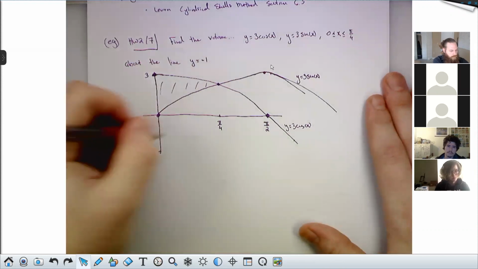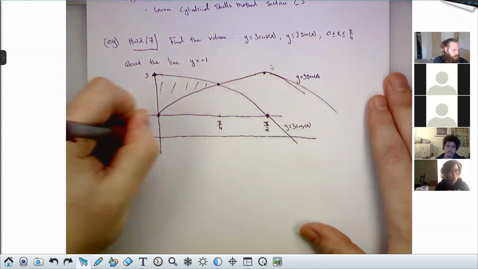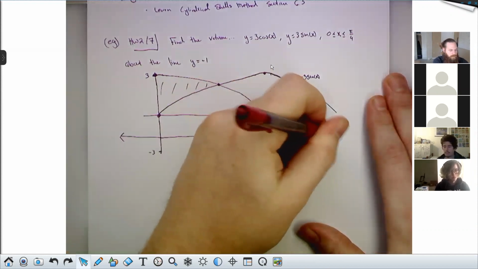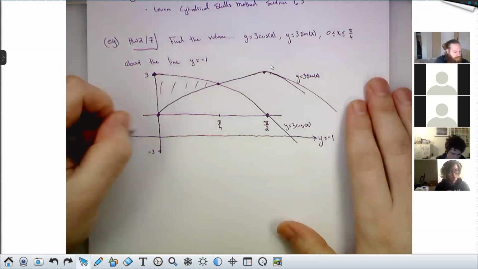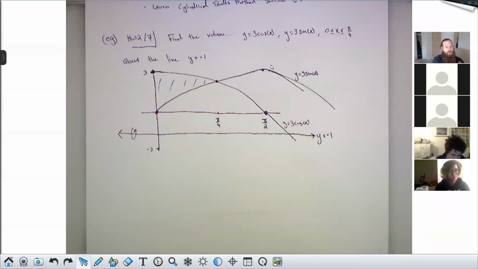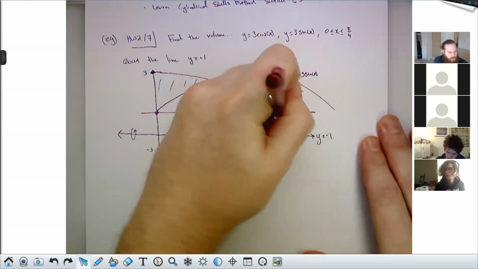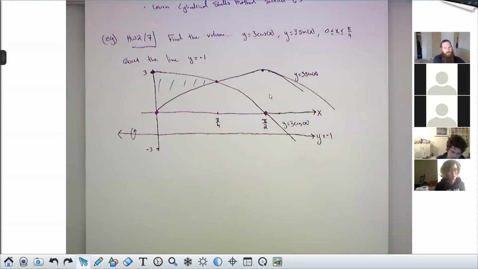And I'm going to rotate all this around the line y equals negative 1, which I'll do my best to draw in here, albeit not quite to scale. So I'm going to take that region and spin it around like this. Okay, is everybody comfy with these graphs? I know they're not perfect, but are we comfortable with why the graphs look the way they do? Are there any questions about how I got those curves?